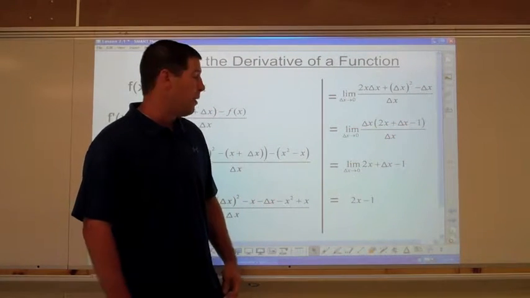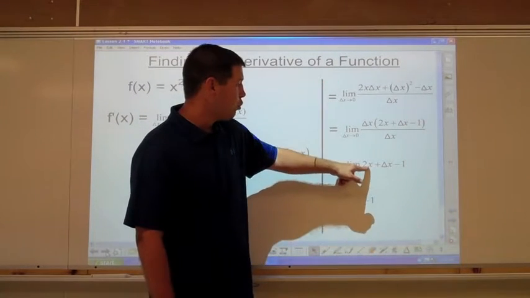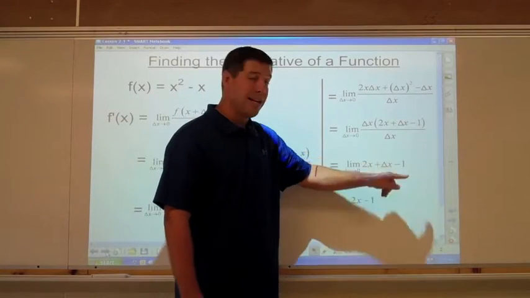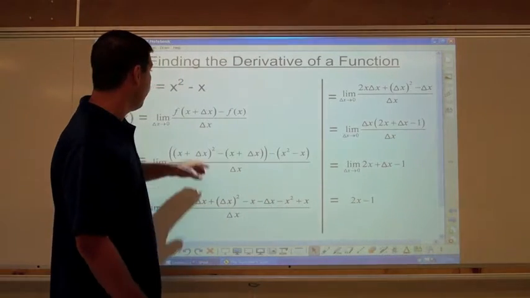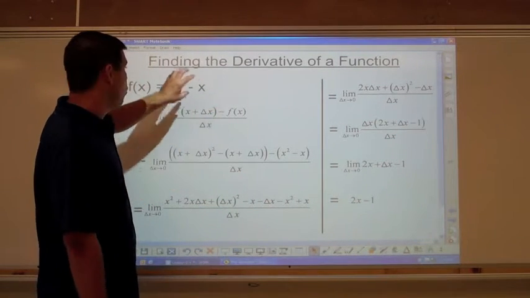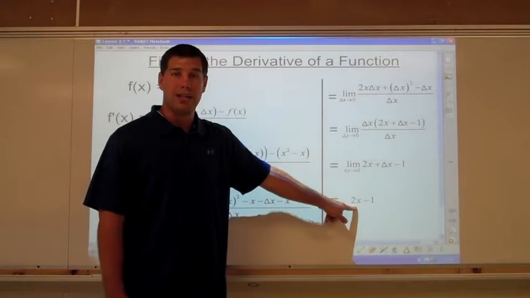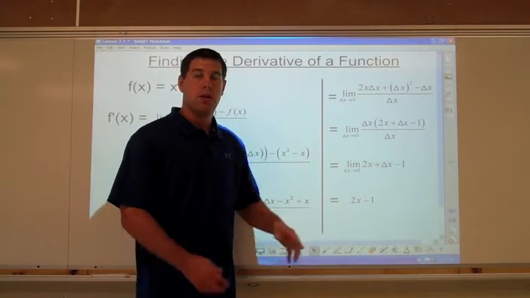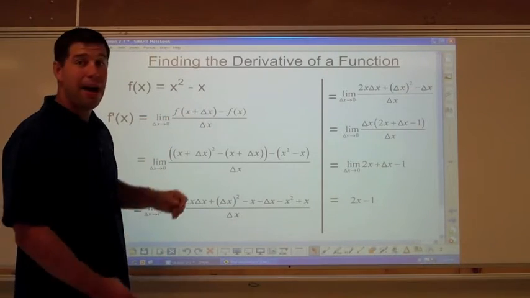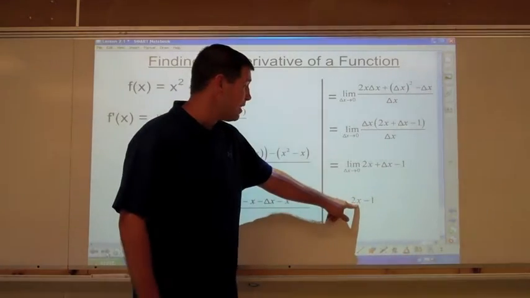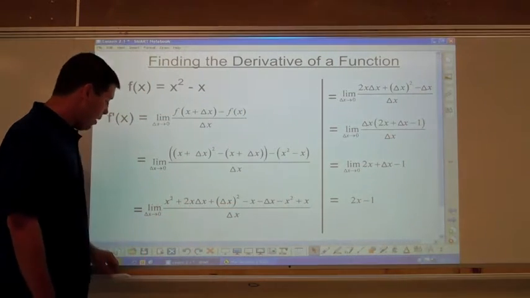Now we can use direct substitution. Delta x goes to 0. The limit as delta x goes to 0 of 2x plus 0 minus 1. So our derivative, the limit as delta x goes to 0 of the difference quotient using this original function, f prime of x, is equal to 2x minus 1. So the slope of the tangent line of this function at any value of x is equal to 2 times the x value minus 1. So we'll look at a picture of this next and some specific values.